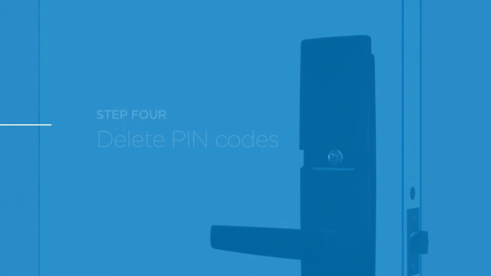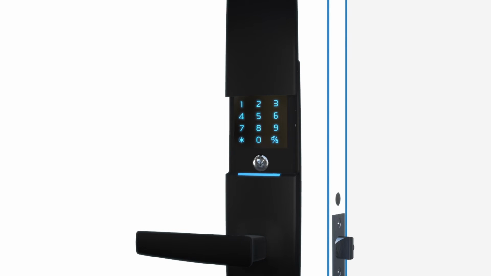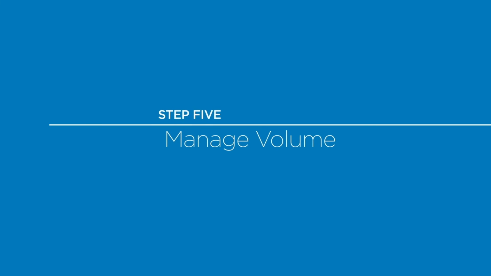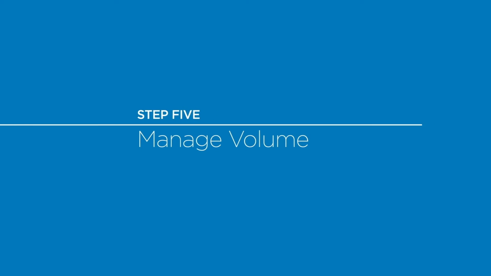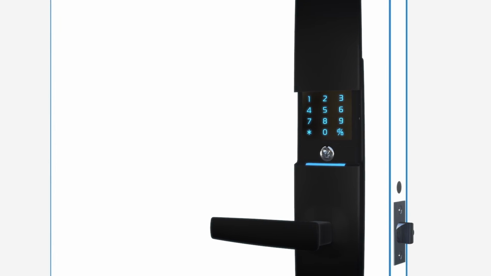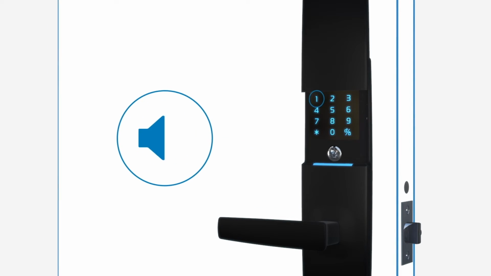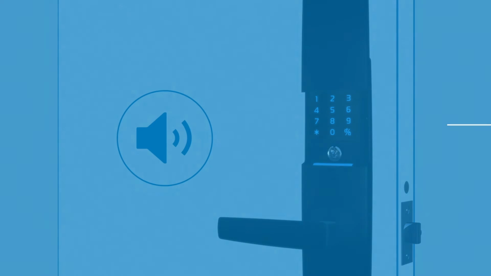To delete a user pin, enter admin pin, press star, 3, star, select user number, star, and confirm deletion. To adjust lock volume, enter admin pin, press star, 4, star, choose 1 for no volume, 2 for low, or 3 for high.